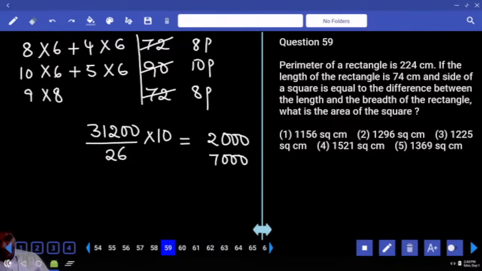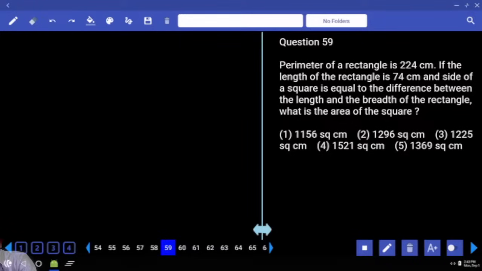Perimeter of a rectangle is 224. Then L plus B is equal to 112. The length of the rectangle is 74. If length is 74, breadth will be 38. Side of the square is equal to difference between length and breadth of the rectangle. Difference between both the numbers, that will be equal to 36.